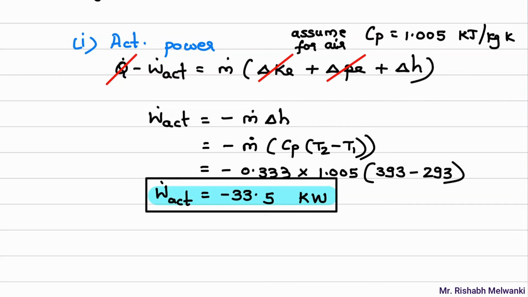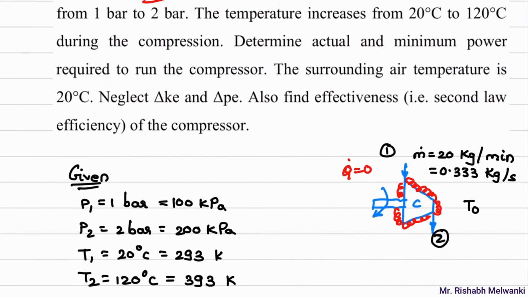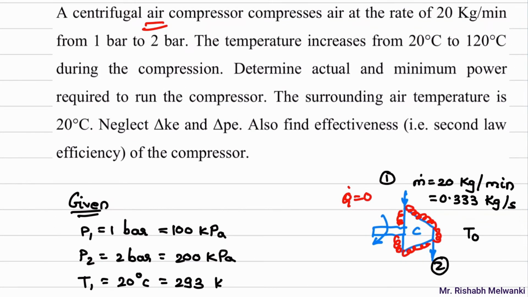Okay, now what is the second question? Second question, we have to find minimum power. Now in order to find minimum power, what is the process numbering? Process is from 1 to 2.